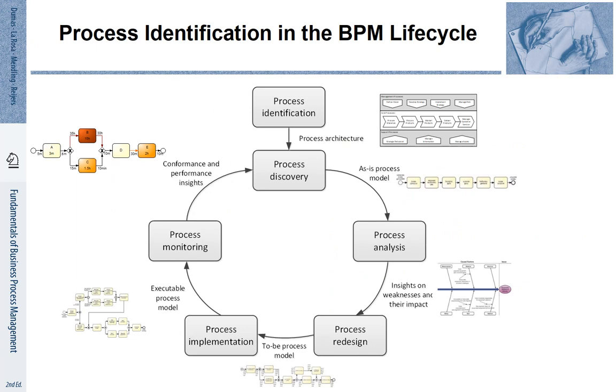Here you see where process identification is located in the BPM lifecycle. It is concerned with strategic aspects and infrastructure aspects of the overall process organization of the company. One of the major outcomes of process identification is the definition of a process architecture. The process architecture then helps to select suitable processes for improvement initiatives.